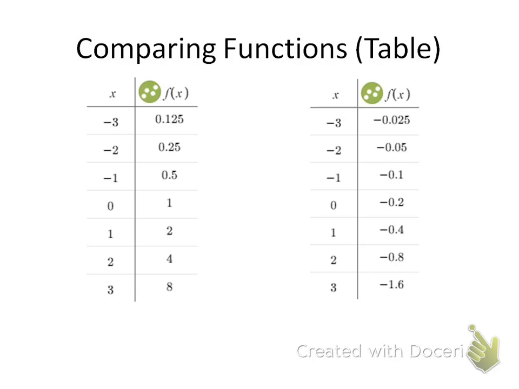What if we had these two tables? Could you figure out quickly what's the difference between the parent graph's table and the new graph? This one's hard. What would you be multiplying by from the parent to the new one? Multiplying by negative 1/2. Let's see if that meets the other requirements.